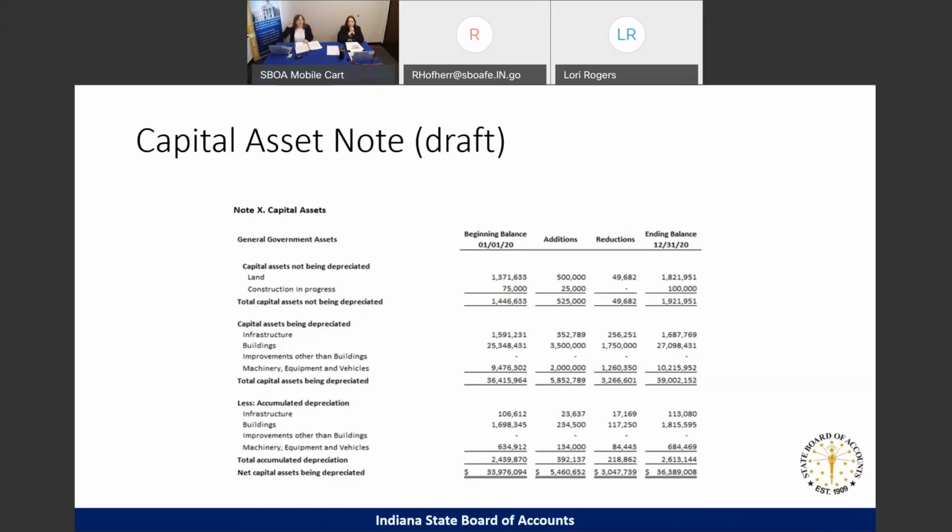Okay, so you've got one section, the very top section, which is just your land and construction in progress, and then your assets that are depreciable, and then the depreciation itself. And that's what the new note is going to look like. And again, this is a note to the financial statements. So it's not in the financial statements themselves, it's in the notes.